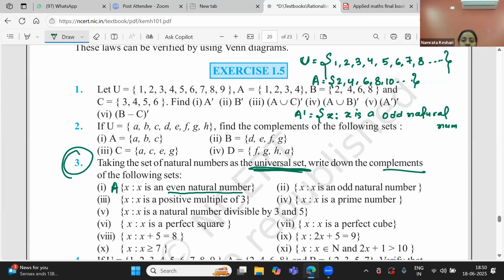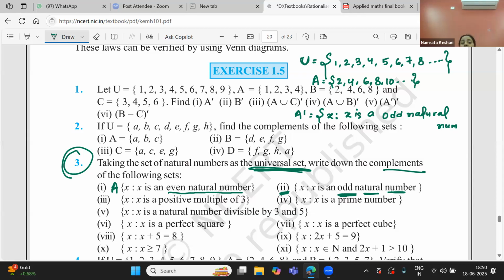Yes, ma'am. The way the question is presented in front of us, the same way we write the answer. U and A, whatever I have written over there, is just for your understanding. Directly we can write that the complement of the given set will be the set of all x such that x is an odd natural number. If you subtract even natural numbers from the natural numbers, you will get odd natural numbers. Let's see the next one. The complement of the set of odd natural numbers will be even natural numbers.